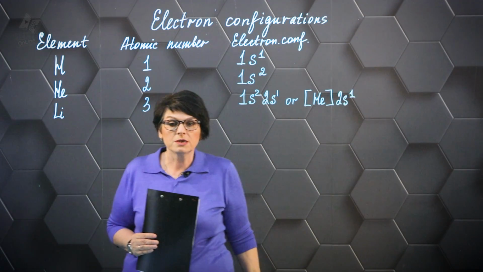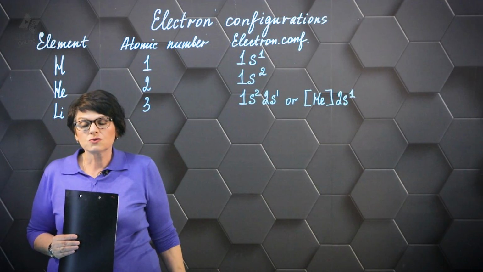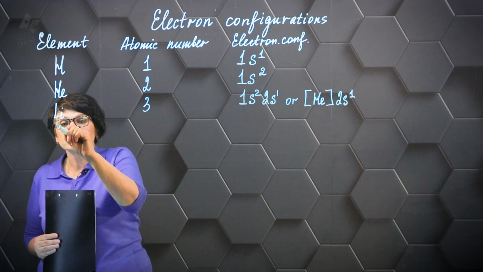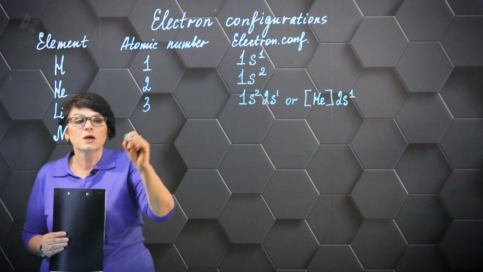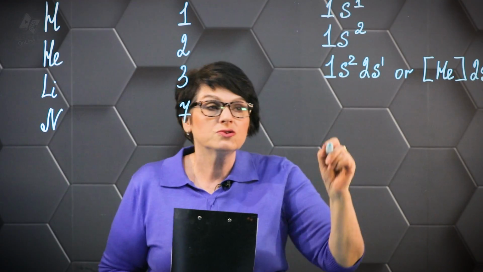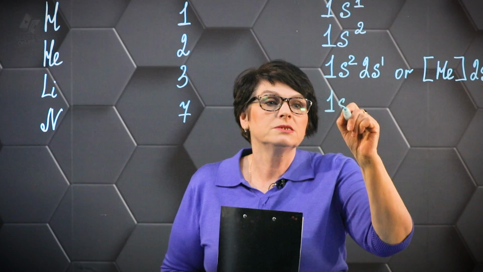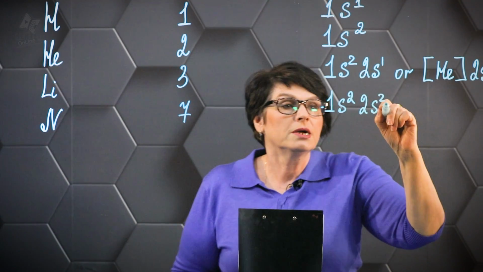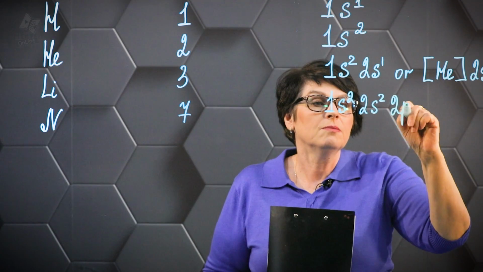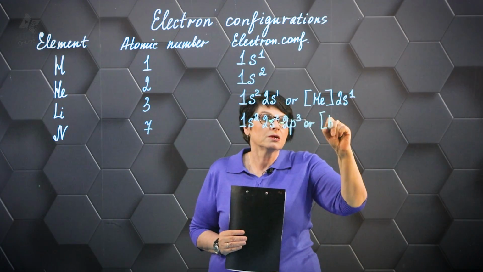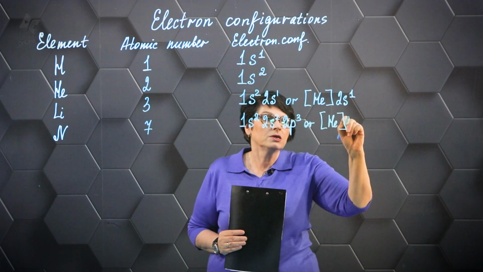Next up, let's take the element nitrogen. It's number 7 and we'll show you how it's going to be. Then it would be 1s2, 2s2, next comes 2p3. Or we could write it short, with helium in front and next comes 2s2 and 2p3.